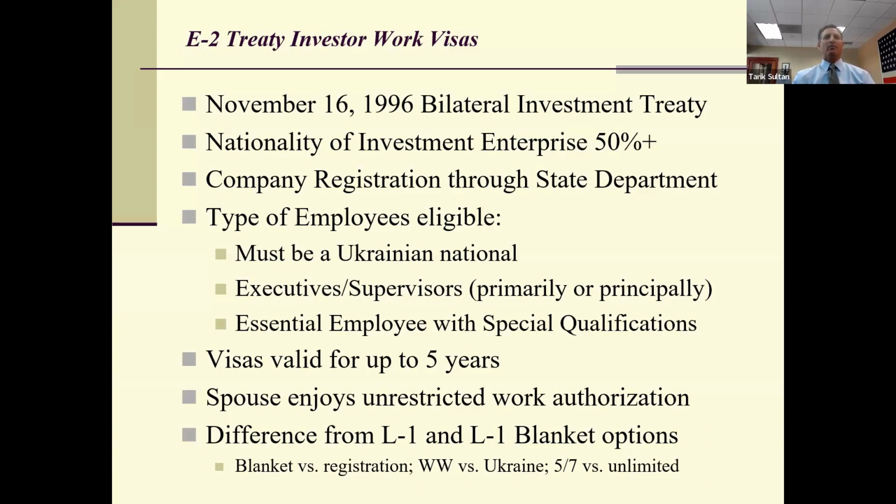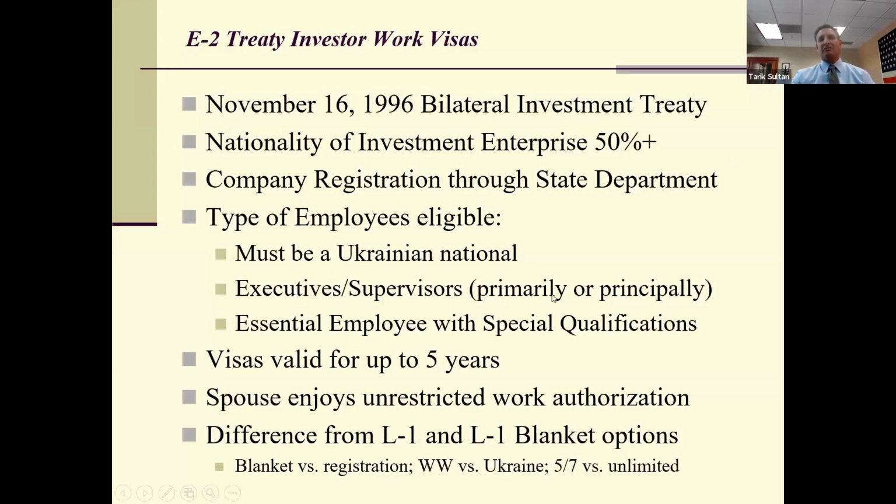Now, one of the requirements is that the company that is formed in the US by a national of one of these treaty countries has to be at least 50% owned by, in this example, Ukrainians. So if you have a company that is at least 50% owned by Ukrainians, then you can send any Ukrainian workers to the United States to work for that company under the E2 visa. So that's a great one.